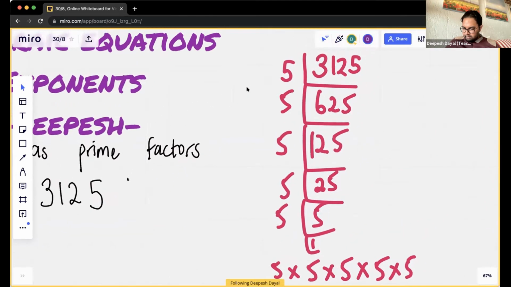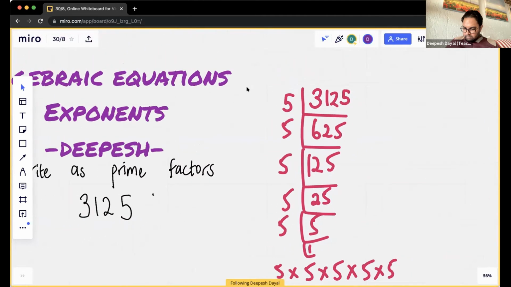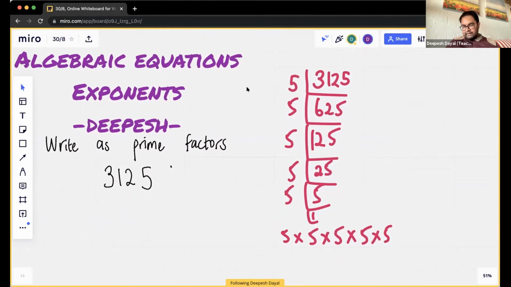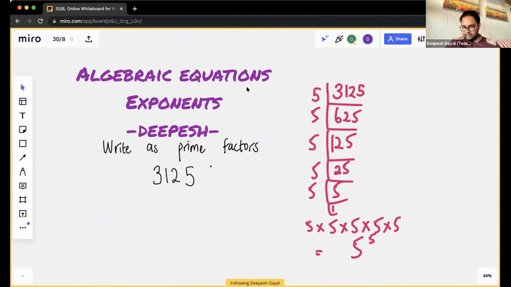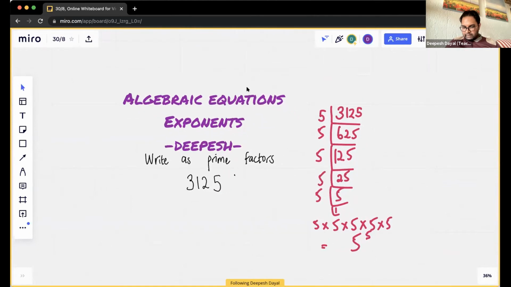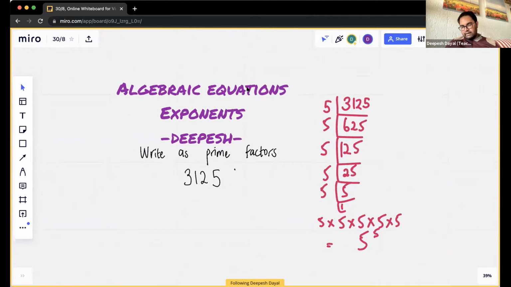See? There are 5 of them, so it is 5 to the power 5. 5 to the power 5 is the prime factorisation. So that's what I want with prime factors. We must learn how to convert them using the ladder method.